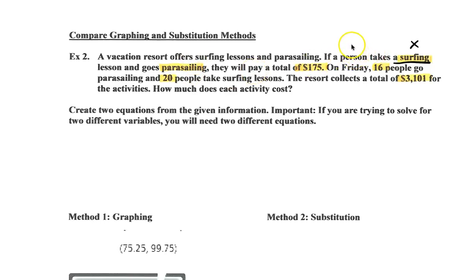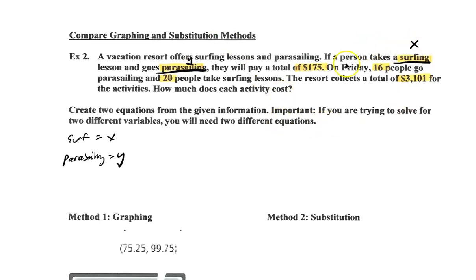So in this case, let's set up our variables first, right? We're talking about surfing and parasailing. So let's say surfing's x, like it says there. Parasailing will be y. And what we have is a total value. So these are done differently. So we have to find what our values are.